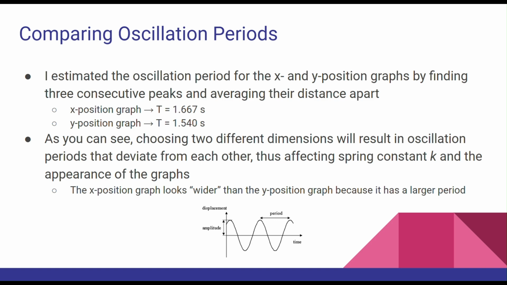And therefore, if you look at the graph here, the x position graph looks a little bit wider physically than the y position graph because it has a larger period. And a period can be found by using, for example, peak to peak and the distance in between them for time.